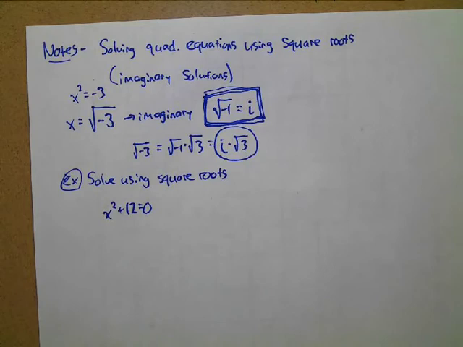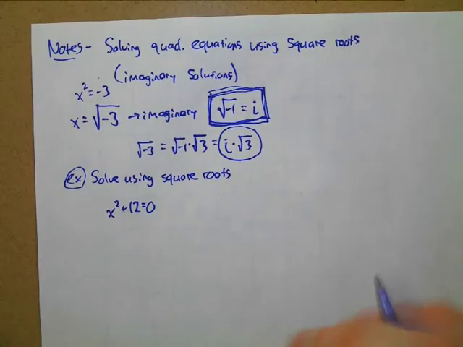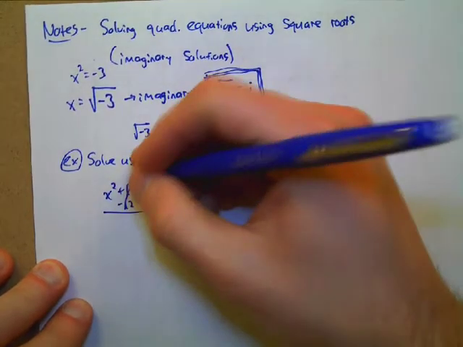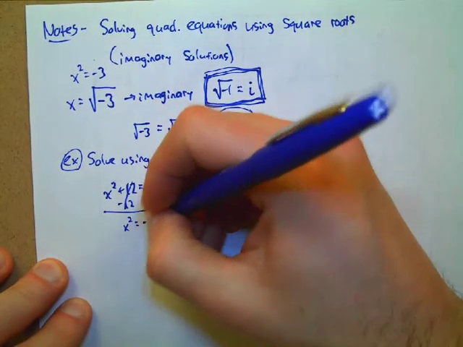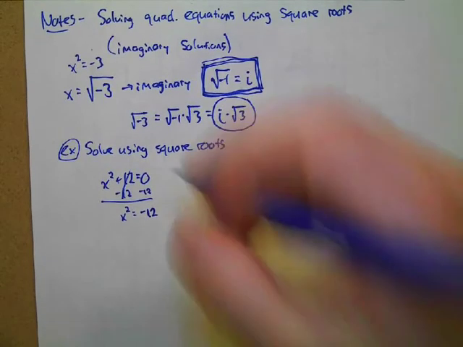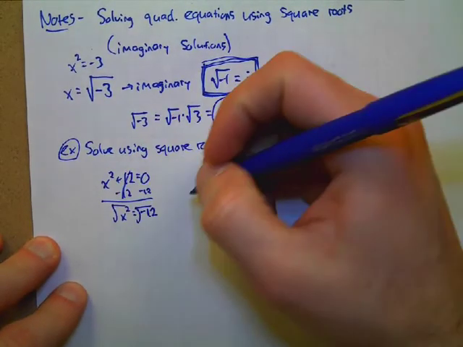Shane, what would we do here to start solving this equation? So subtract 12 on both sides. You got it. x squared is equal to negative 12. And then what should we do, Shane, to both sides here? Square root, right? And so you get x equals.